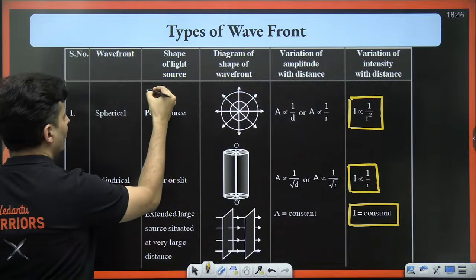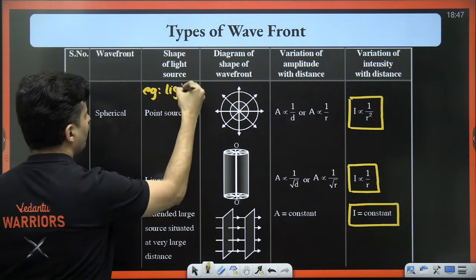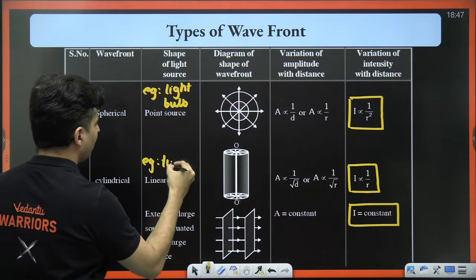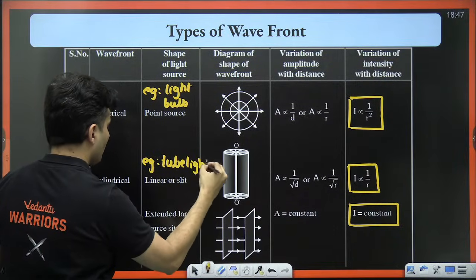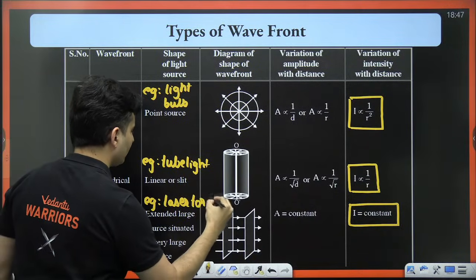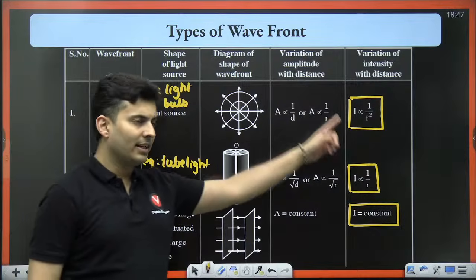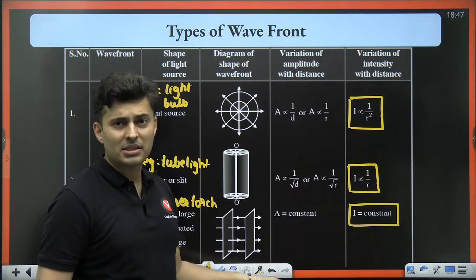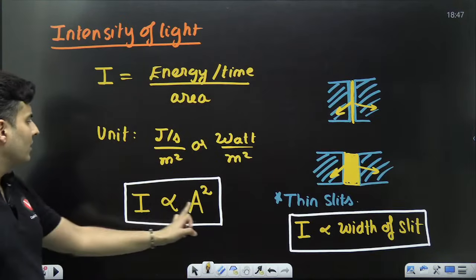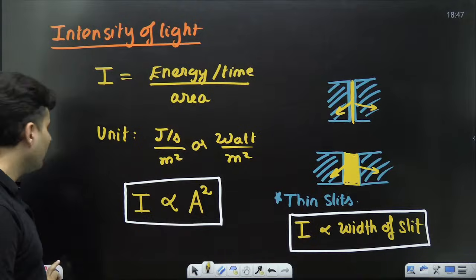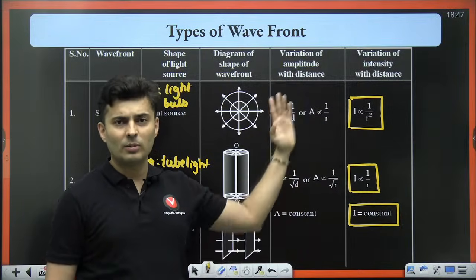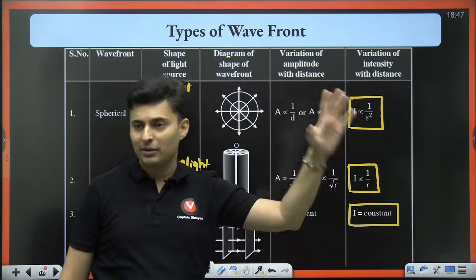So the example of this is a light bulb. Example of this is a tube light. And example of this is a laser torch. So do not forget these things. Actually you don't have to remember this, because you know intensity is directly proportional to the square of the amplitude already. So you don't have to remember that separately. Just remember this part of the table. This is just given as an additional piece of information. Even if you don't remember it, you can still solve it.